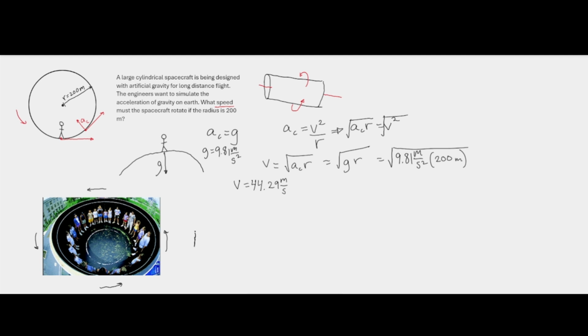So the ride would be oriented in this way, if this is the ground, and it would spin around and around very fast, and eventually you could drop the floor and you would stay stuck to the sides. This is someone inside the cylinder. You would stay stuck to the walls of the cylinder. So it's pretty cool. So that's one example of uniform circular motion. We're going to be working more examples so we can become familiar and comfortable with the concepts.